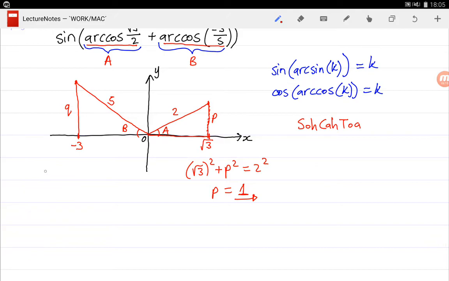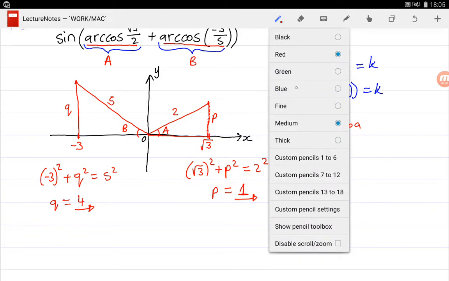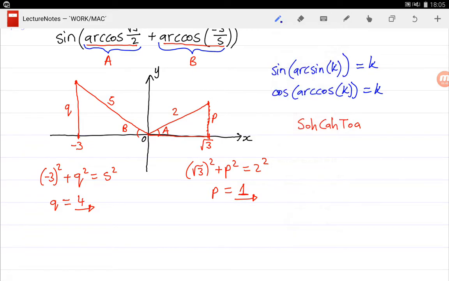Okay, so next we're going to find Q. It's the same Pythagorean theorem. Negative 3 squared plus Q squared equals 5 squared. And here Q again has to be positive, if that wasn't obvious, and we're going to find Q equals 4. Okay, so now I'm just going to attach these answers here. I'm going to write it in blue. P equals 1 and Q equals 4.